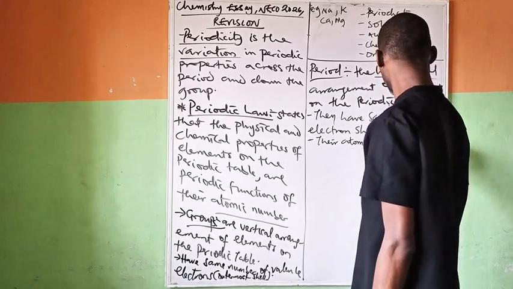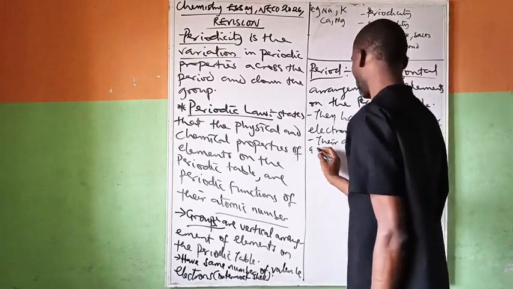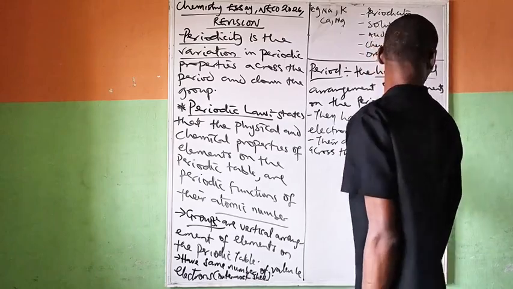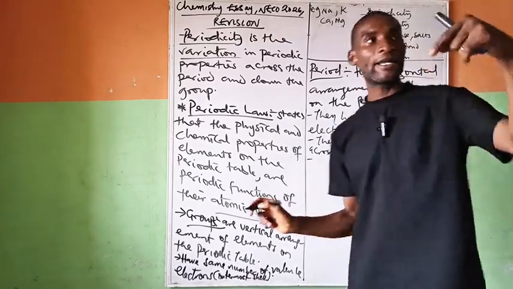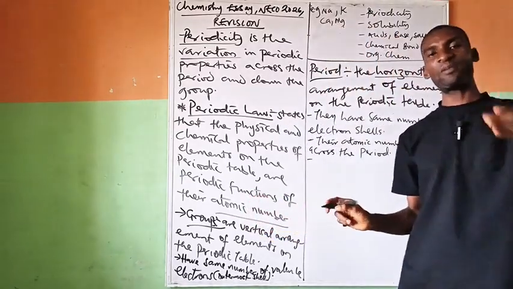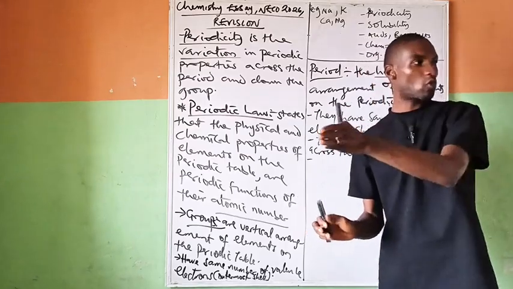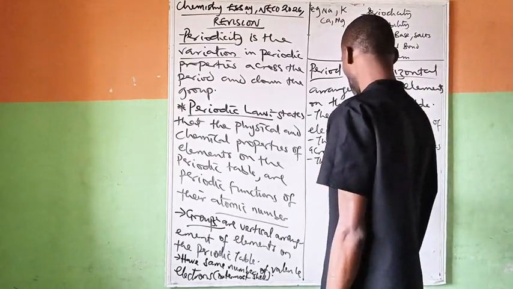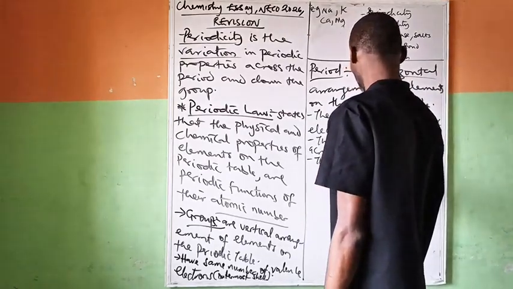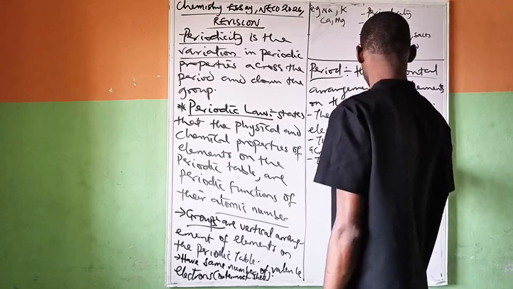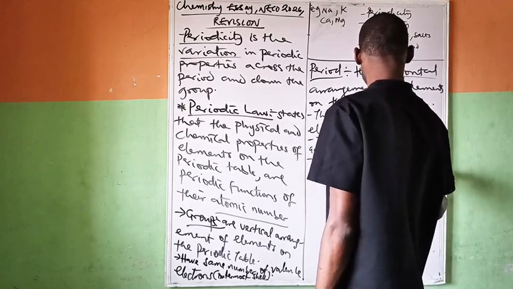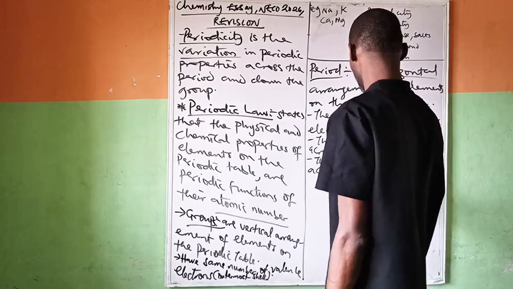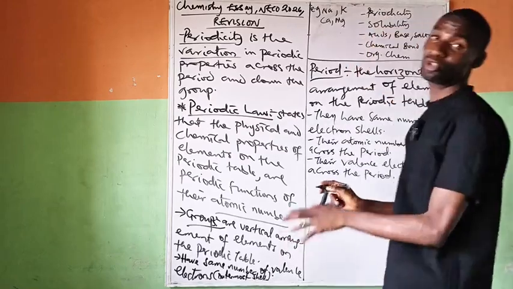Another thing is their atomic number: the atomic number increases across the period. Then their valence number of electrons, the number of electrons in the outermost shell, as you go across the period, it increases. So their valence electrons increase across the period. So these are just the introduction.